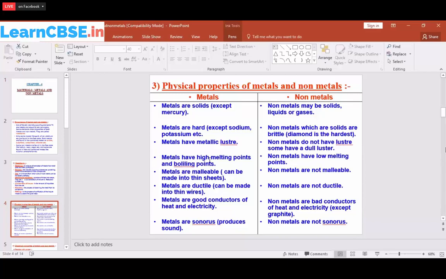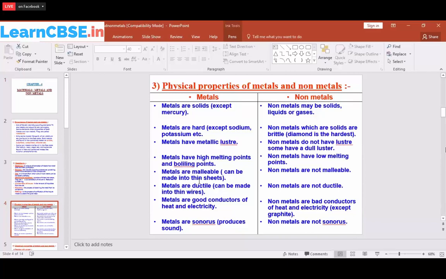Metals have high melting points and boiling points, because of the strong attraction between the positively charged metal ions and the free electrons. Non-metals have low melting points. That is why they exist as gases at room temperature.